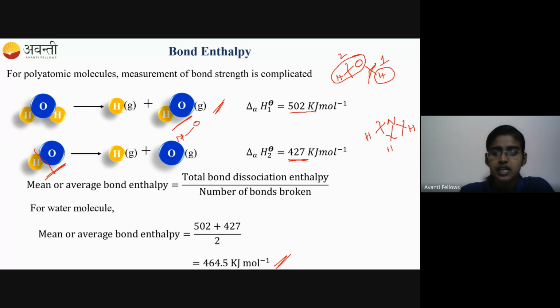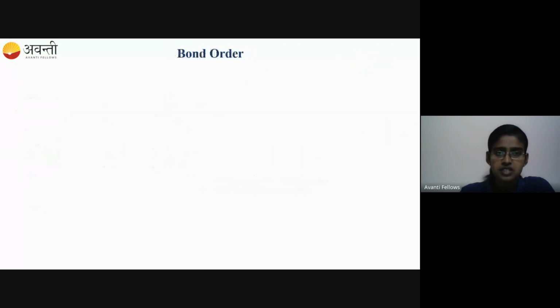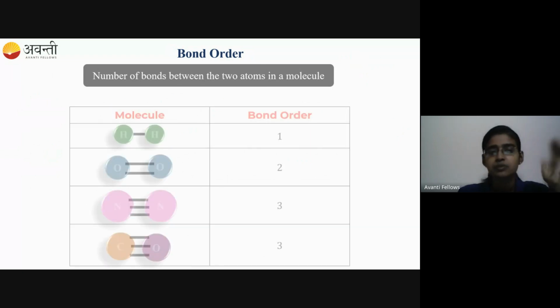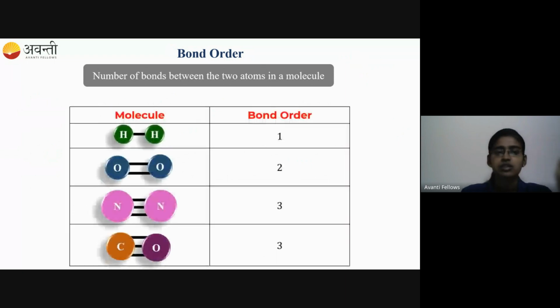So fine. Next we will jump to bond order, which is the fourth bond parameter. What is bond order? The number of bonds formed between two atoms is called bond order. Very easy. Suppose you see a hydrogen molecule. Here hydrogen has one bond, so the bond order is 1. Oxygen 2. Nitrogen 3. In carbon monoxide also the bond order is 3, because the number of bonds between both the atoms is 3. Very easy.